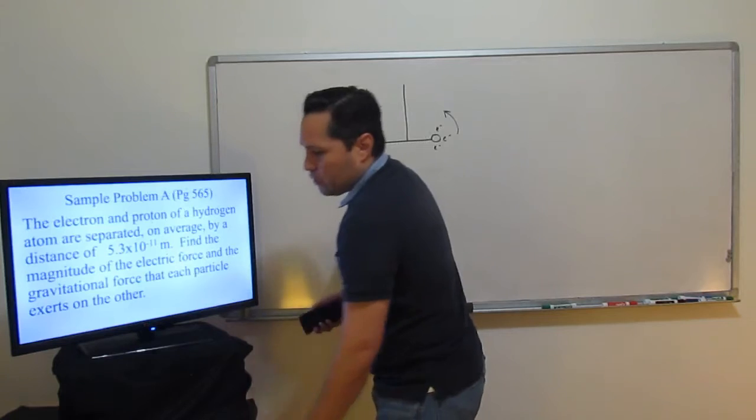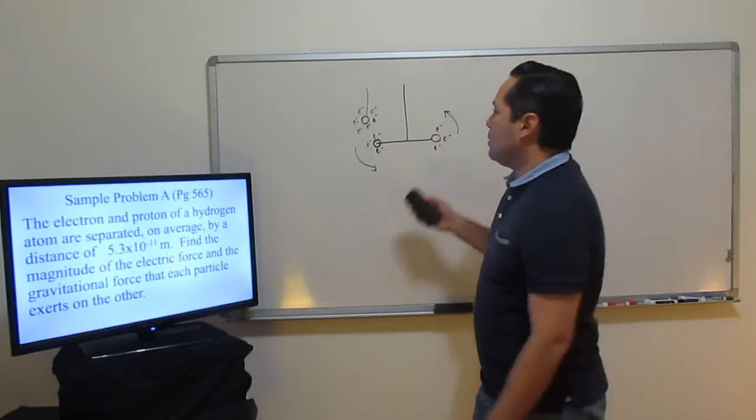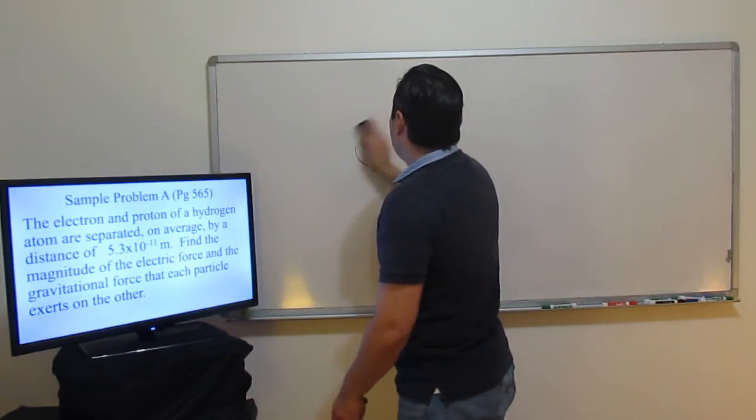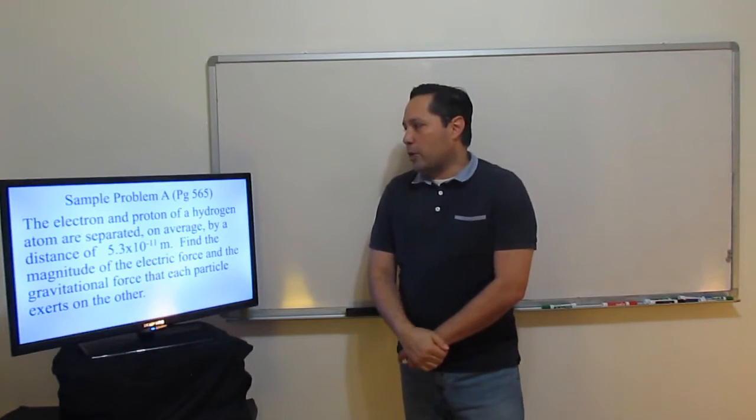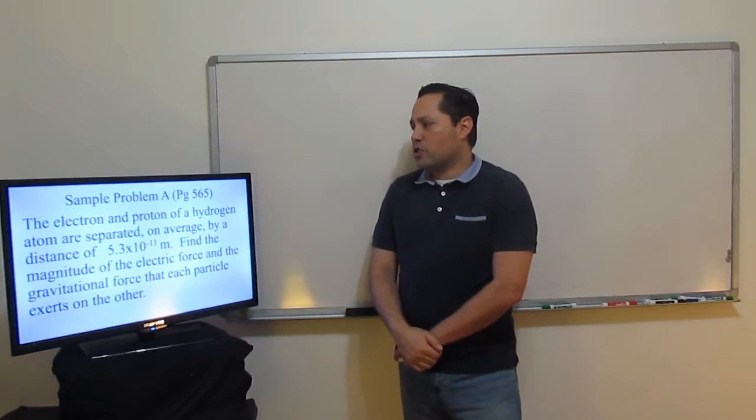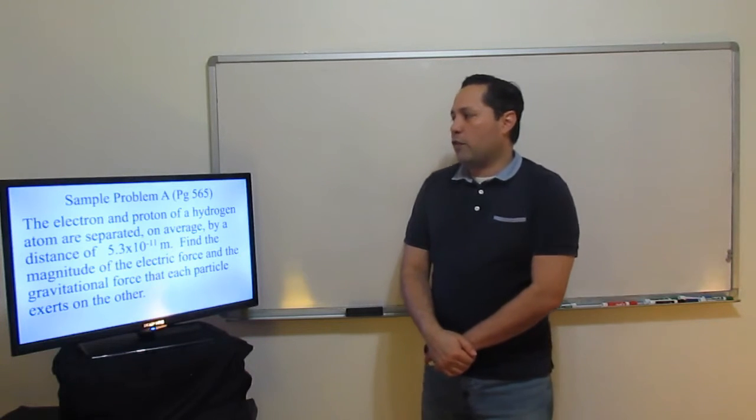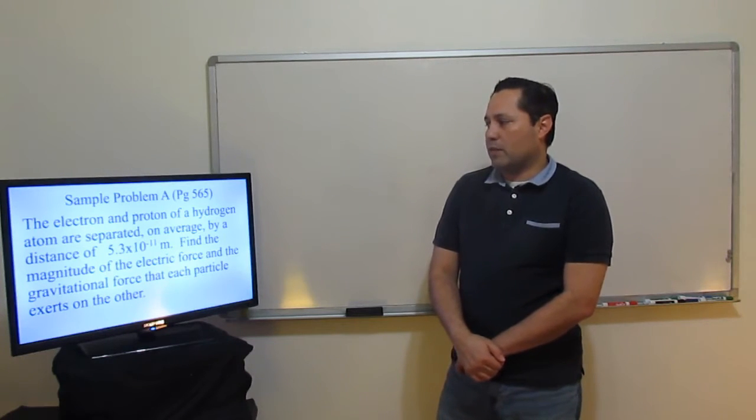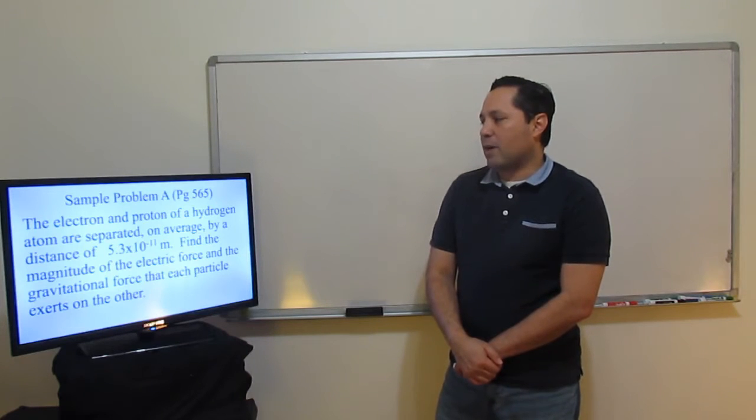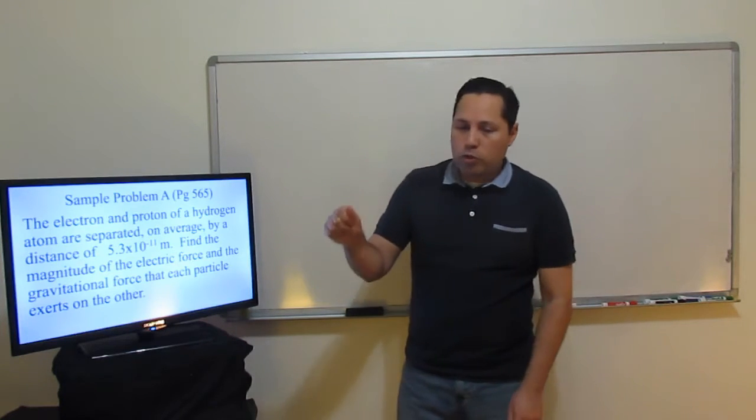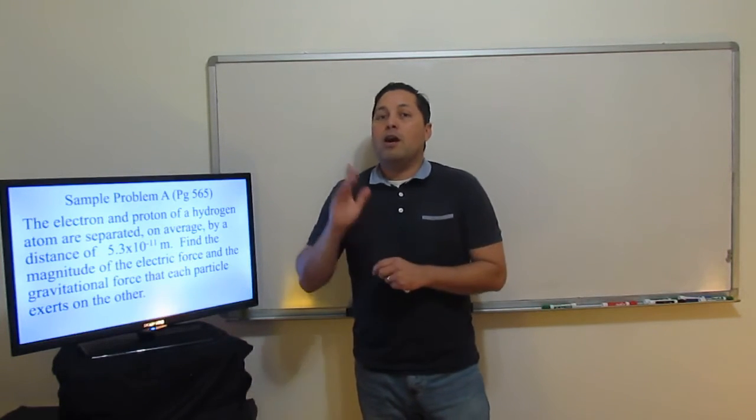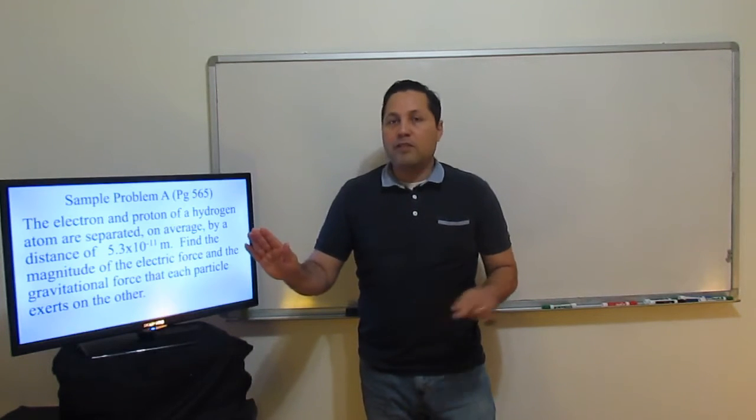Alright, so up next for us is sample problem A on page 565 of your textbook. It says, an electron and a proton of a hydrogen atom are separated on average by a distance of 5.3 times 10 to the negative 11 meters. Find the magnitude of the electric force and the gravitational force that each particle exerts on the other. So there's two forces acting on it. You have the proton and you have the electron. They're opposite charge. The proton is positive, the electron is negative.